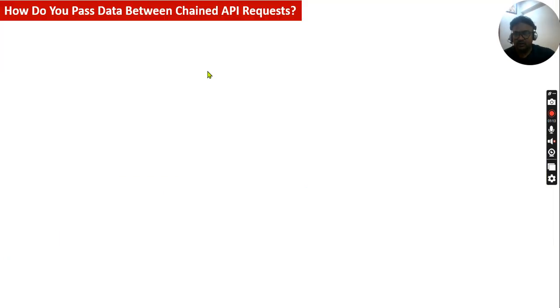So today we're gonna cover how do you pass data between chained API requests. This is the same way you can just say how does API chaining work. If they ask you how API chaining works, you can answer the same question as well. So how do you pass the data between the API requests? These kinds of things are mainly asked.